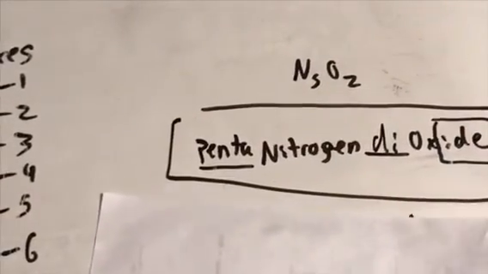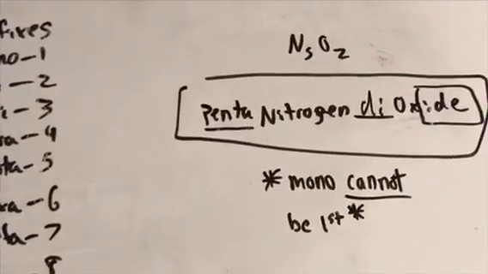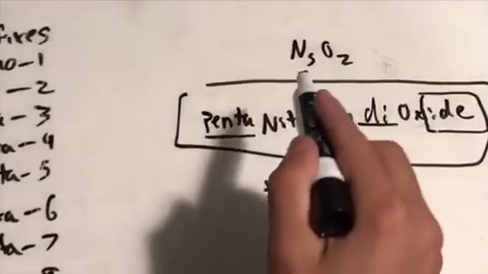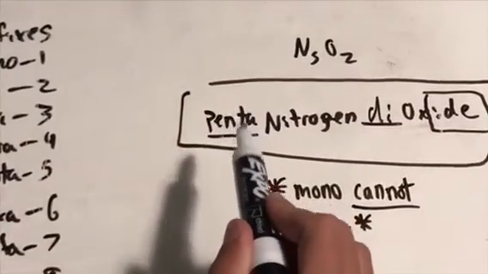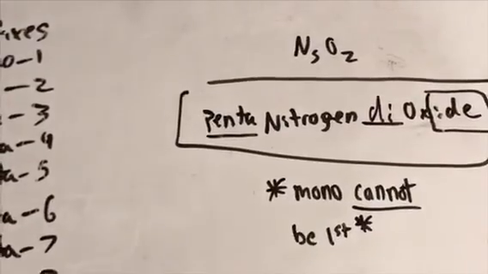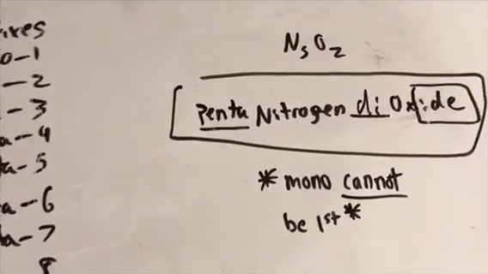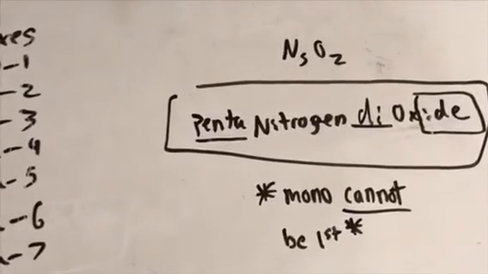Now, there's one major exception. Mono cannot be first. What that means is, let's say there is 1 nitrogen in this compound. You would not write mononitrogen. You just write nitrogen. So that's one major exception when naming binary covalent compounds. Now on to a couple of examples.